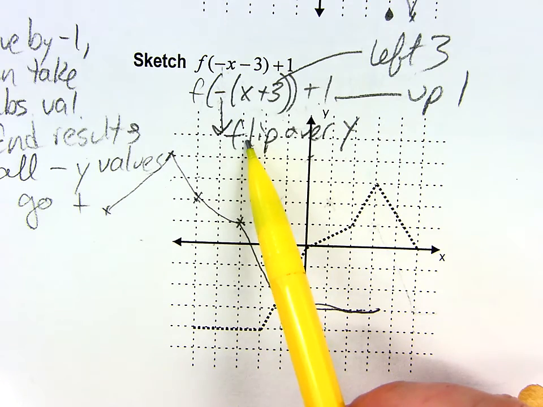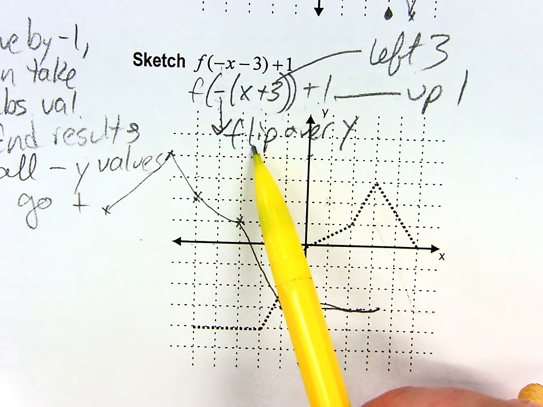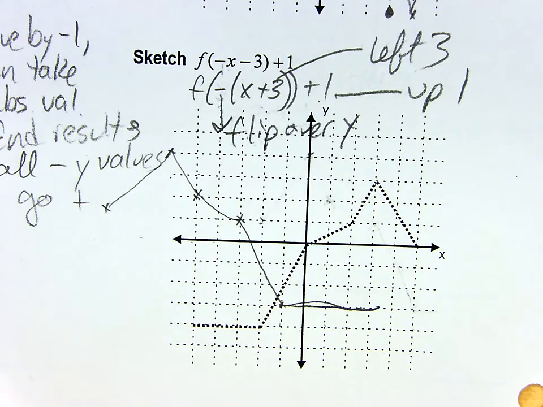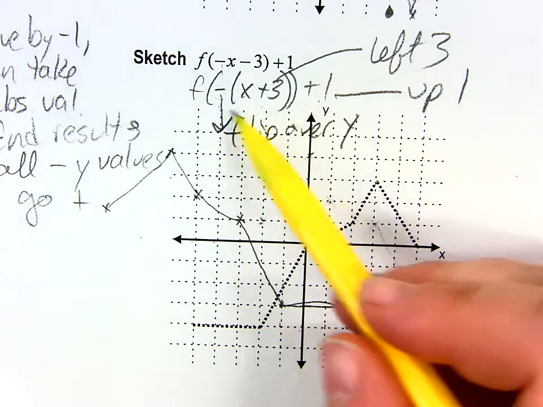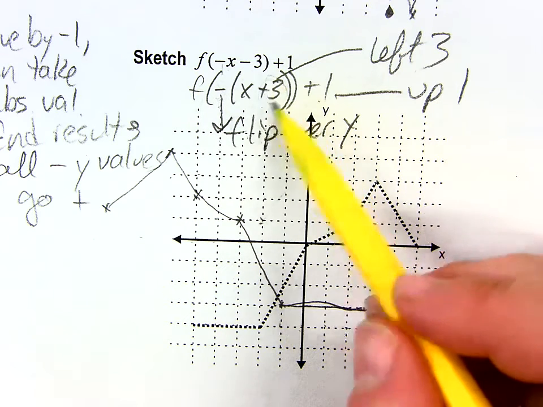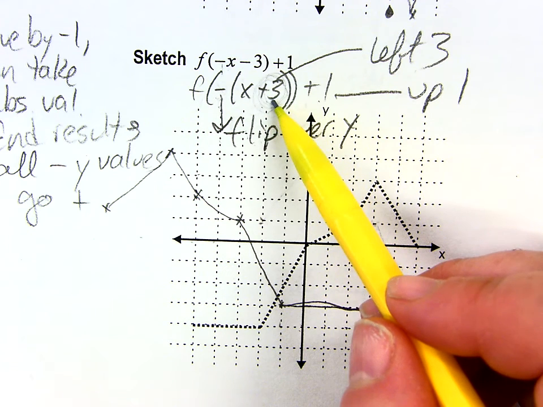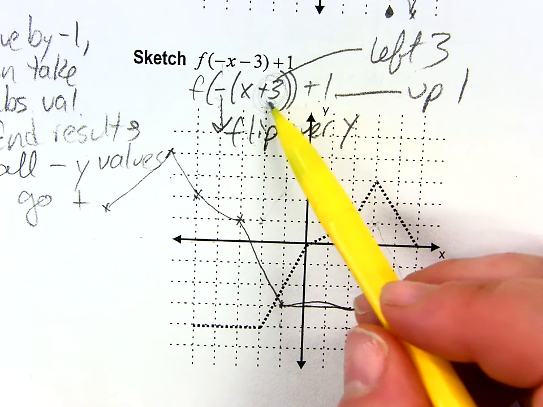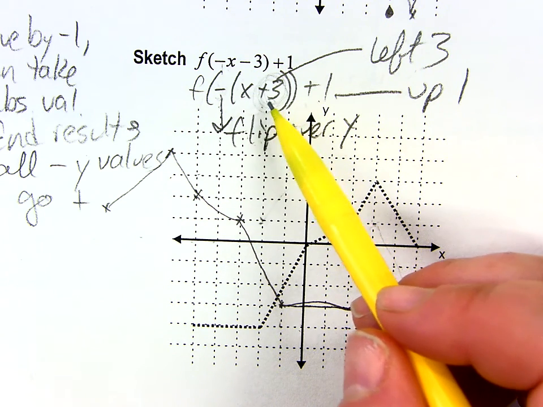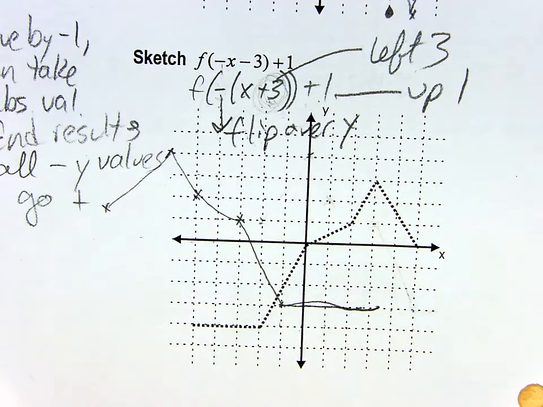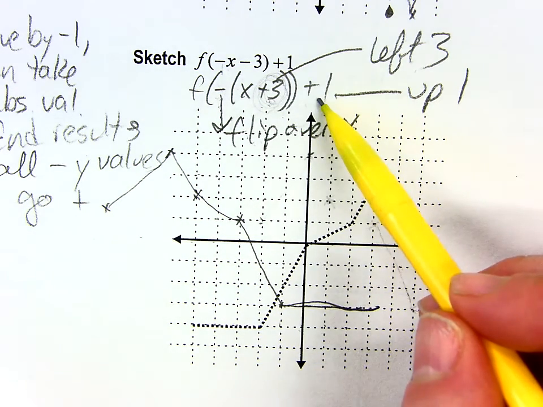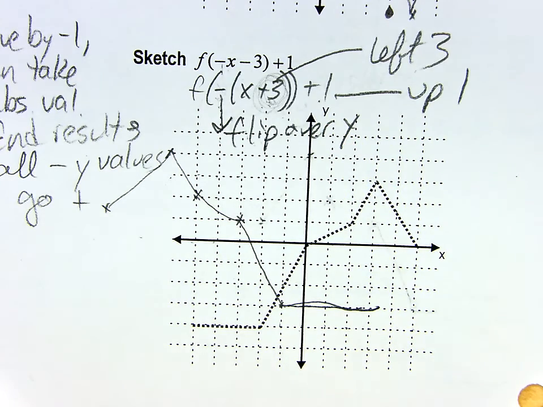If I have the negative in there with the x, that's going to get me a flip over the y-axis, because I'm going to take each of my x values and multiply by -1, or divide by -1, it doesn't matter. But now that that's a +3, normally remember I have to do the opposite of what's really in there. So since that's a +3, I'm actually going to go to the left 3. But that +1 on the end doesn't change, so I shift everything up 1. So there's a lot of moving parts here.